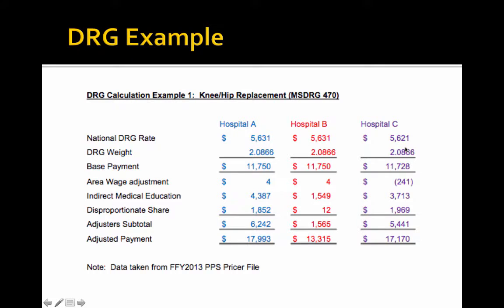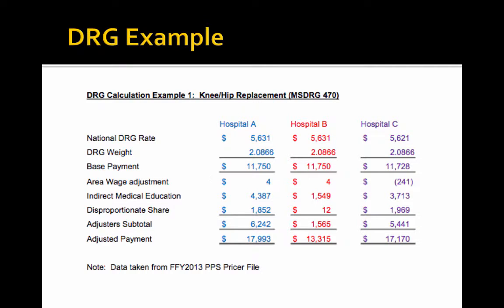the base rate overall. And then every DRG has what's called a weight. So it's based on the resources that are used for that particular service. In this case, the service is a knee and hip replacement. So our weight is 2.0866. So we're going to multiply our base rate by that weight, and we're going to come out with $11,750 for our particular example here.